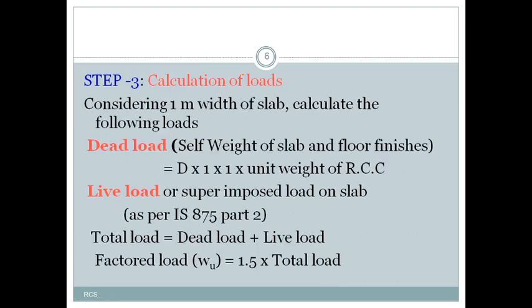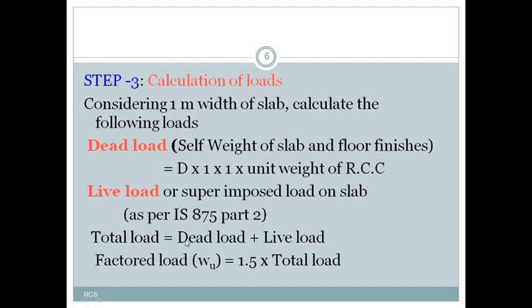Then we have to calculate loads. The load can be calculated by considering 1 meter width of the slab. We cannot consider the whole width of the slab here; we will calculate by considering 1 meter width. Generally we have different kinds of load like dead load, live load, and any superimposed loads such as finishes. All those loads we have to calculate and add together. Finally we calculate the total load.